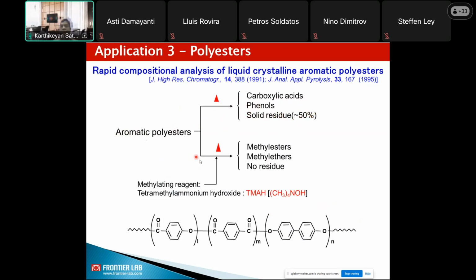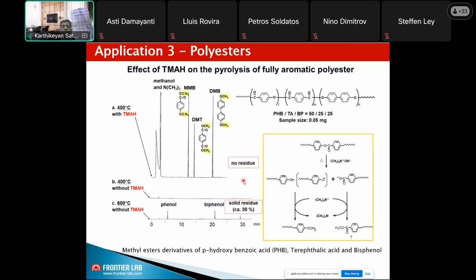On the other hand, when we do reactive pyrolysis, we are able to see the methyl ester of the carboxylic acid and phenolic compounds. Most importantly, there is no residue left. That means we see complete decomposition of the material, which is important when you are carrying out the analysis. Here again, one may ask what the pyrolysis temperature should be, and what is the effect of temperature when you do this hydrolysis and methylation?